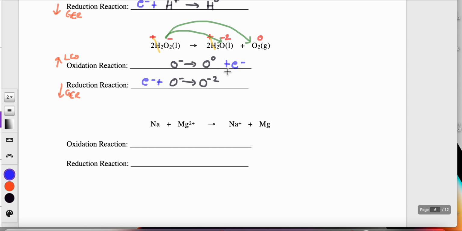Taking a look at this, my oxidation shows a loss of 1 electron. My reduction shows a gain of 1 electron. So the electron transfer is balanced.